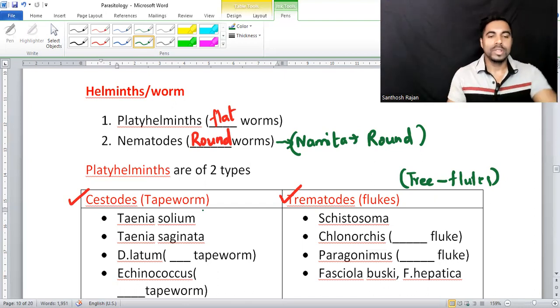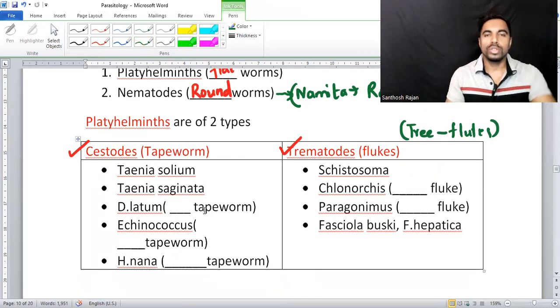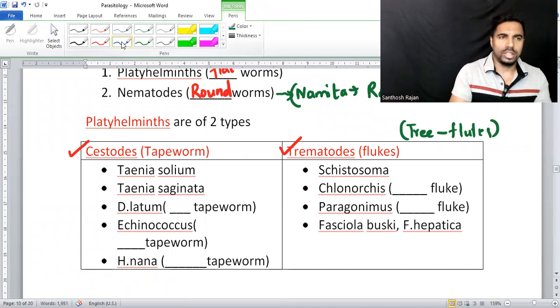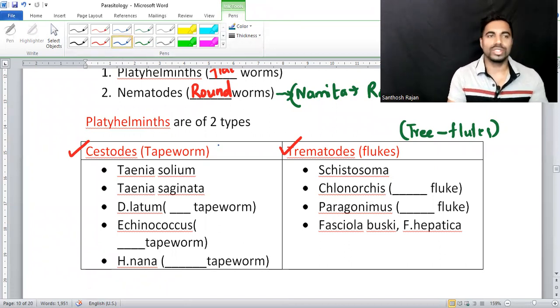It'll be easier. Now cestodes, otherwise I call tapeworm. A tapeworm looks like a tape, like this, and that's why it's called tapeworm. Flukes are a little bit different, they look a little bit different. Now let's start. In tapeworms, these five are the very popular ones.